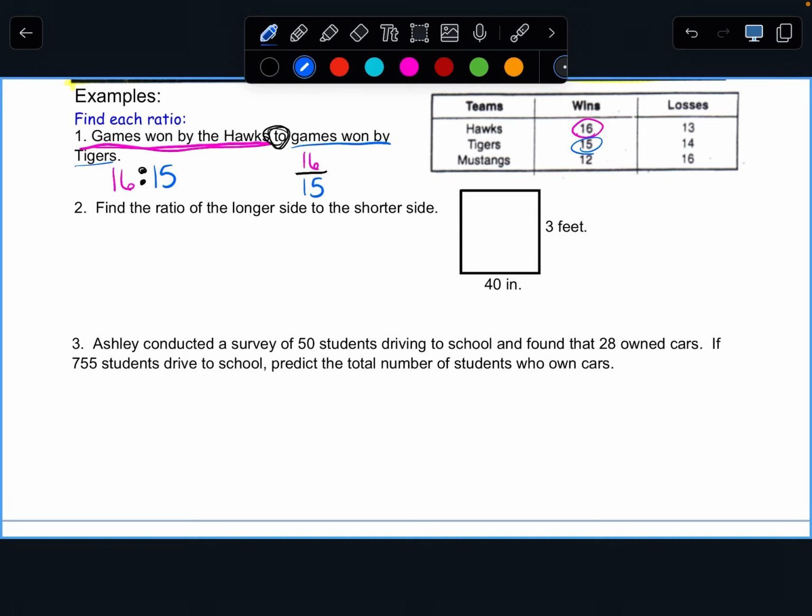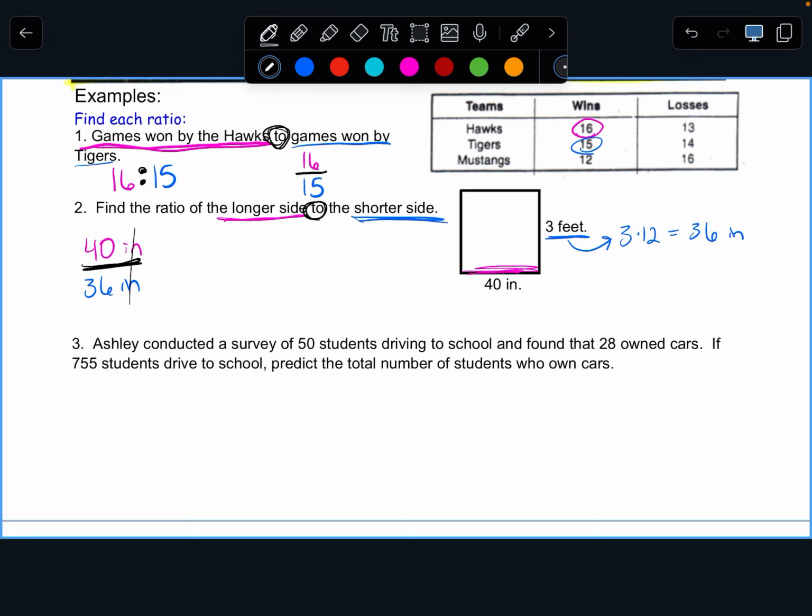I'm going to do inches because I don't want fractions to deal with. So if I do 3 feet to inches, it's 12 inches per foot, right? So 3 times 12 gets 36 inches. If you're going to do the ratio of the longer side, the longer one is 40, even though, of course, the picture doesn't look like that, because that's how ACT is. You're welcome. So you're going to do 40 inches to the shorter side, which would be 36 inches, and you can see the units cancel out.